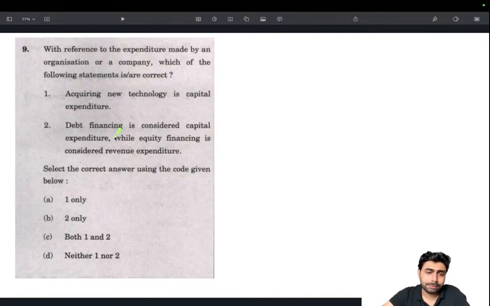So this is wrong. Equity financing is called revenue expenditure? No, it's not revenue expenditure. Again, it's capital. Equity financing is also capital receipt.